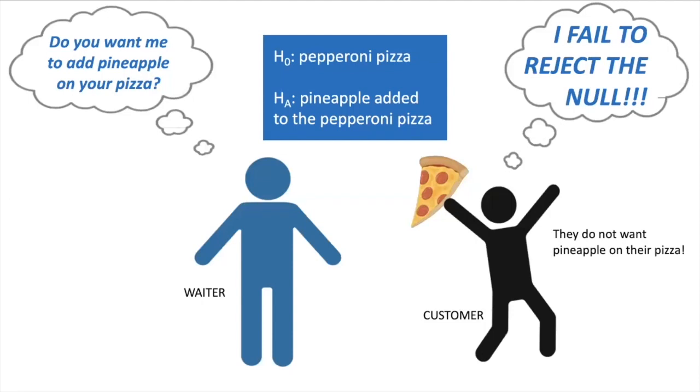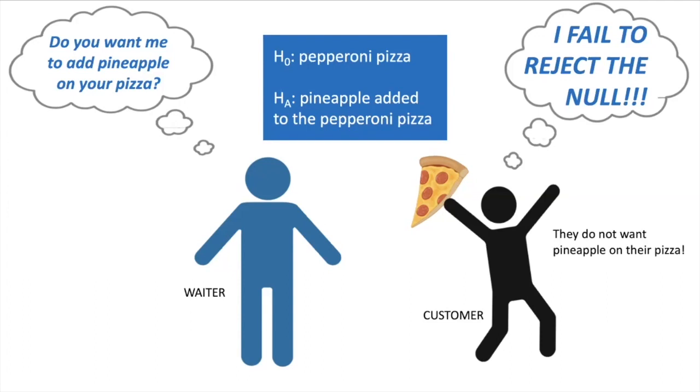Let's use one more example here to make it an everyday example. So you have the waiter serving pepperoni pizza to a customer here. Since they served the pizza with pepperoni on it because the customer asked for pepperoni pizza, that is our null hypothesis. The null hypothesis is pepperoni pizza. The waiter then goes up to the customer and says, do you want me to add pineapple on your pizza? And the customer does not like pineapple on their pizza. Since this is the change, the alternative hypothesis is pineapple being added to the pepperoni pizza.